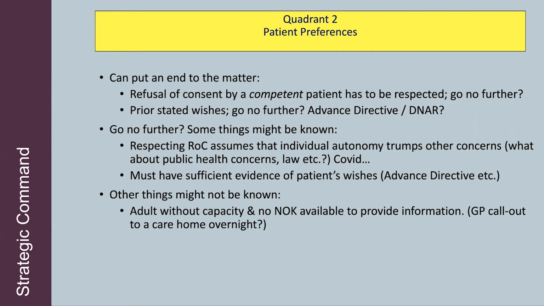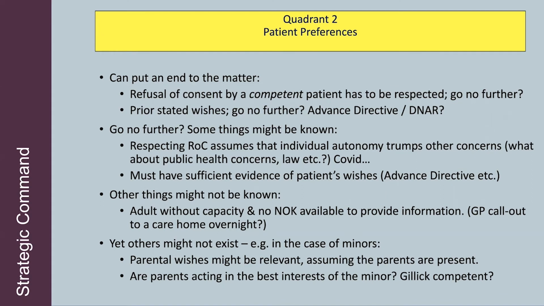Other things might not be known. You know, there's something to consider in your deliberations. If a GP gets called out to a care home overnight, has to make a decision, there's no next of kin. You know, it's going to be a discussion with the care home staff, isn't it? And what about minors, for example? Might be a different question.